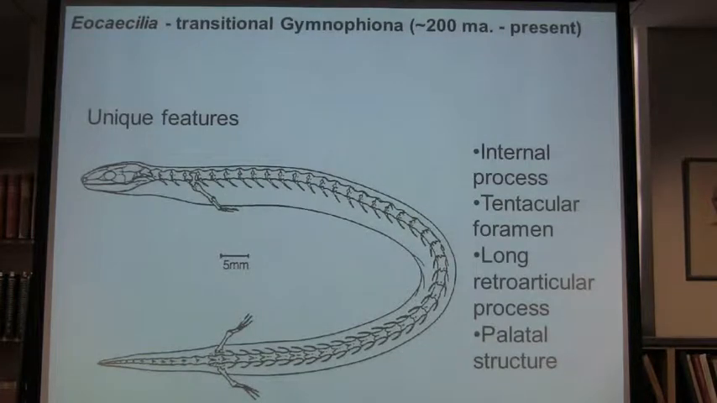And recently published, and I'm not showing any of these slides in this talk, recent work we've done focusing on brain case morphology shows that it actually is clearly caecilian in its internal morphology there.